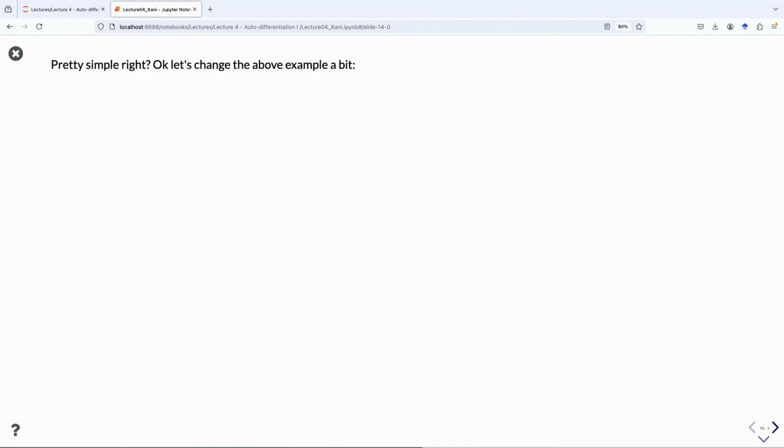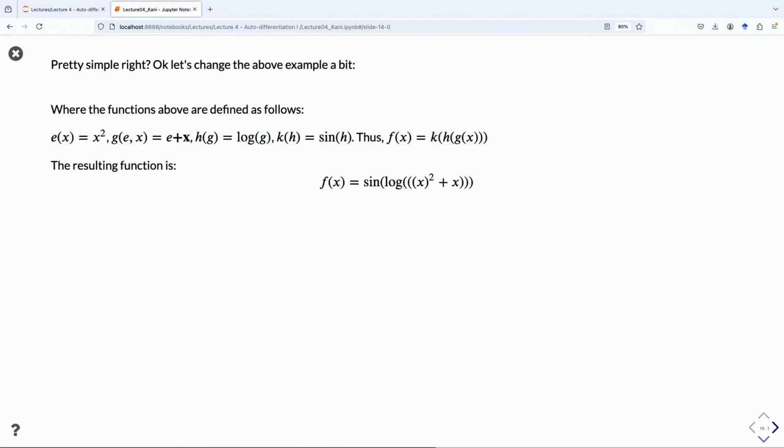So let's do this again. Let's do more examples. Why not? Let's change the example a little bit. And instead of saying g is equal to e plus 1, I'm going to make g equal to e plus x. Why not? Sorry. g is now equal to e plus x. And so the new function, f of x, is equal to sine of log of x squared plus x. All right. Should be doable.